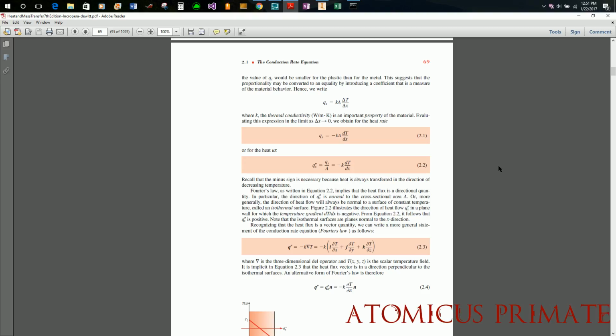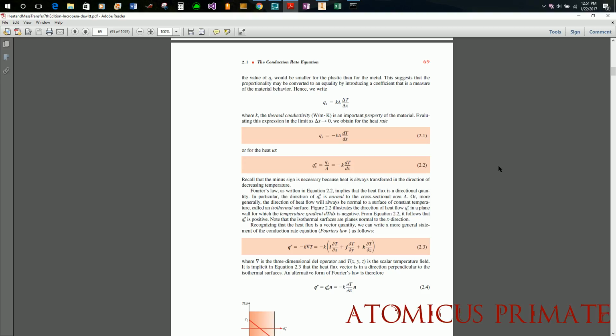Fourier's law, as written in equation 2.2, implies that the heat flux is a directional quantity. In particular, the direction of Q sub x double prime is normal to the cross-sectional area A. Or more generally, the direction of heat flow will always be normal to a surface of constant temperature called an isothermal surface. Figure 2.2 illustrates the direction of heat flow, Q double prime sub x, in a plane wall for which the temperature gradient dT/dx is negative. From equation 2.2, it follows that Q double prime sub x is positive. Note that the isothermal surfaces are planes normal to the x direction.